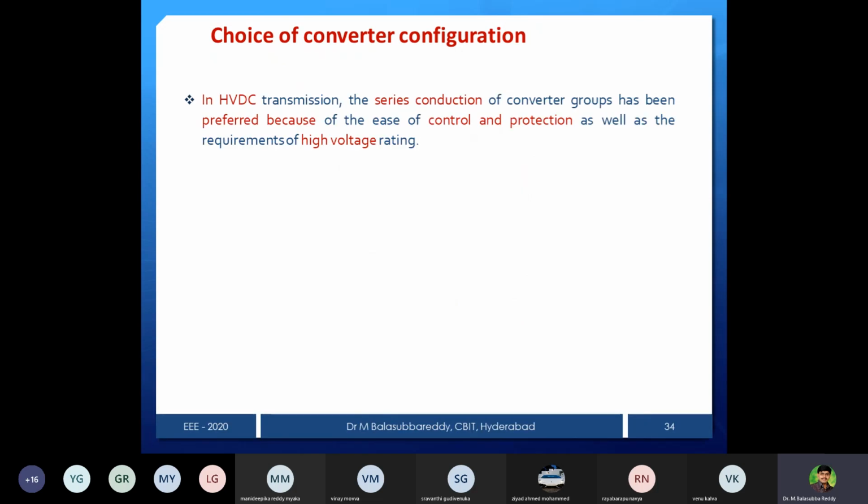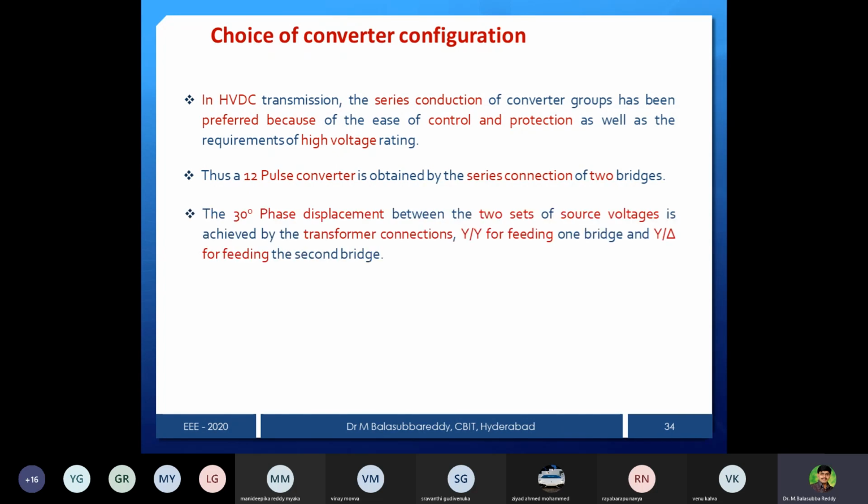And then in HVDC transmission, series connection of converter groups is preferred because of control and protection, as well as the requirement of high voltage rating, so we connect them in series to improve the voltage. In the 12 pulse converter you can see two 6 pulse converters, or two bridge converters, connected in series.